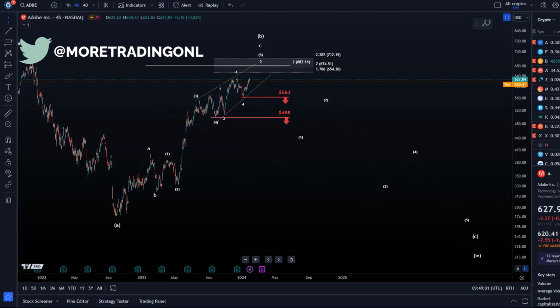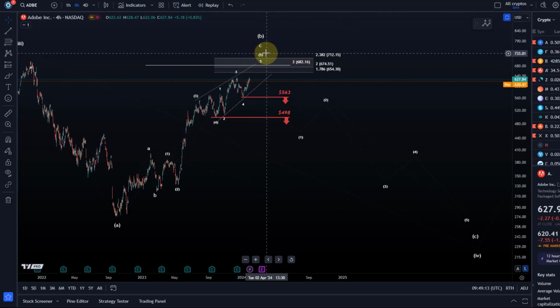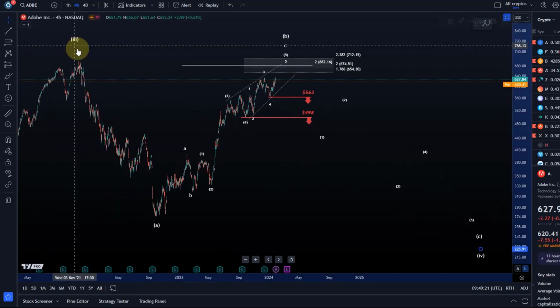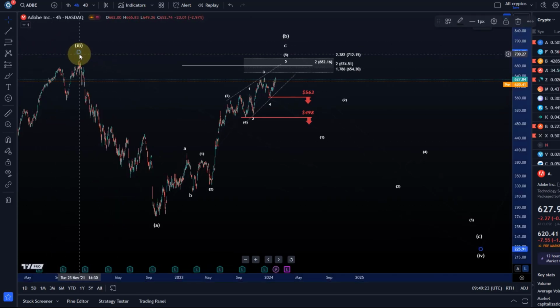Adobe is a stock which could be close to a long-term top in my primary scenario. I see Adobe get very close to a long-term top, which in the primary scenario I see as a B wave rally, which started down here in September, October 2022, after a third wave topped in 2021 in November. So long-term third wave top here, end of 2021.